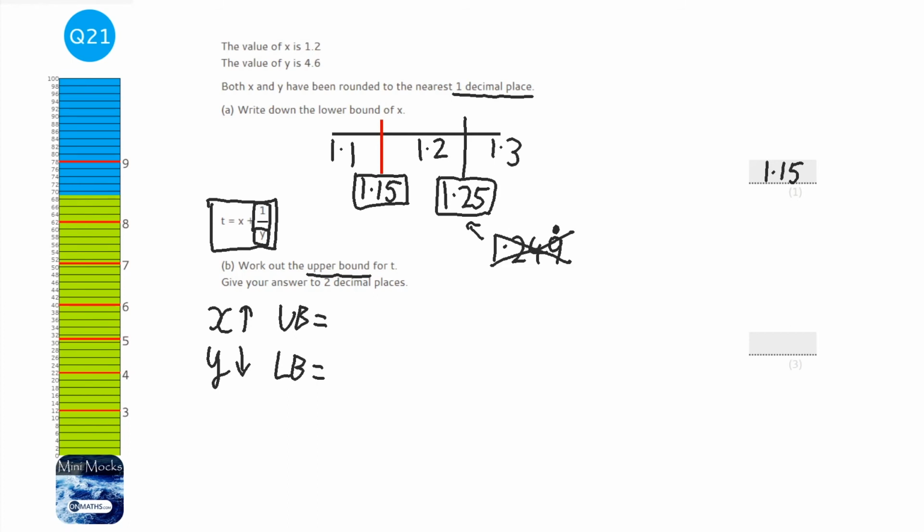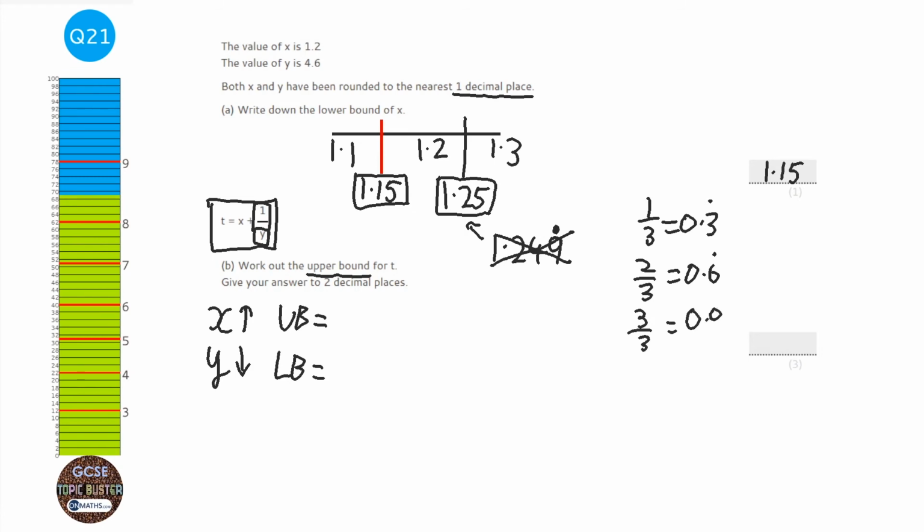Now if you don't believe me, a little bit of a side note, a third is 0.3 recurring, 2/3 is 0.6 recurring. Following the same pattern, 3/3 would be 0.9 recurring. But we know 3/3 is the same as 1. So 0.9 recurring is the same as 1. There is no difference, and that's very difficult to get your head around. Anyway, side note over.